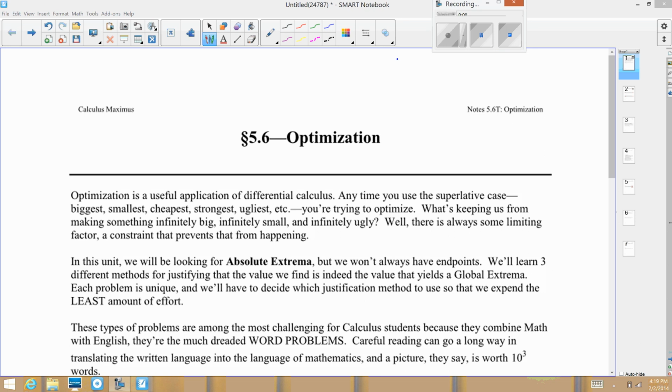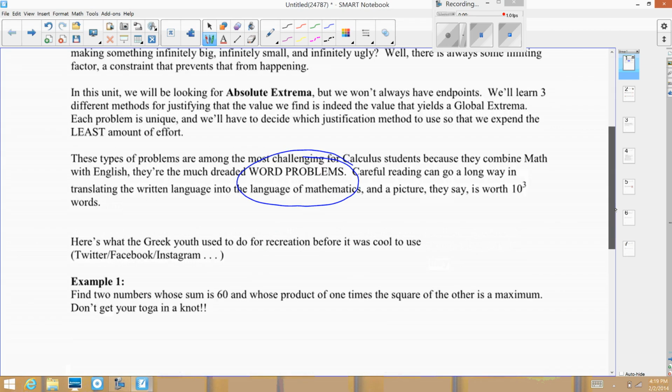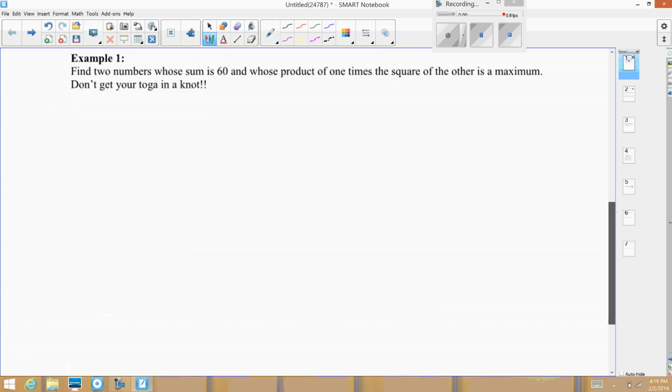Okay, so we've already been focusing on finding mins and maxes, and now we're going to apply that idea with our favorite type of problems, word problems. All right, so here's a classic example. Find two numbers whose sum is 60 and whose product of one times the square of the other is a maximum.